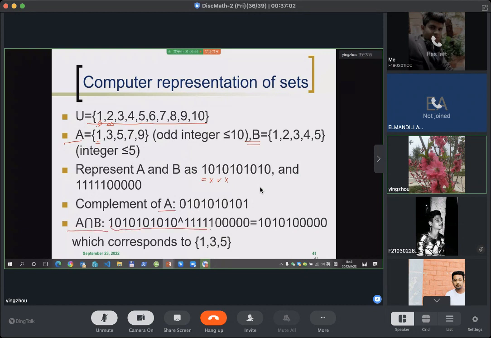Then you can also build the membership table just using the logic expression to compute the membership, and then to describe or show the set union or set operator. So the set operator translates into the logical operator. This is the encoding of the set like this.